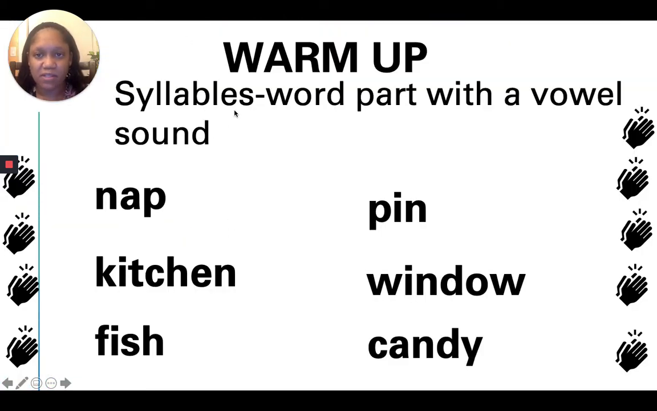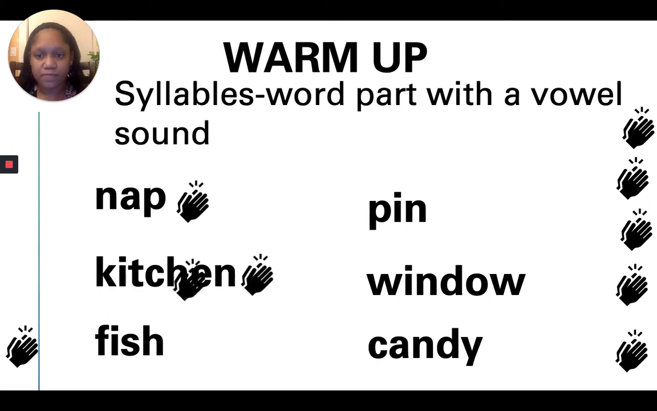Warm-up today is about syllables or word parts with a vowel sound. What we'll do, we'll say a word and clap at the same time to see how many syllables it has. Okay? First word is nap. Nap. That has one clap, so it has one syllable. Next word is kitchen. Let's try that. Kitchen. 2 claps or 2 syllables.